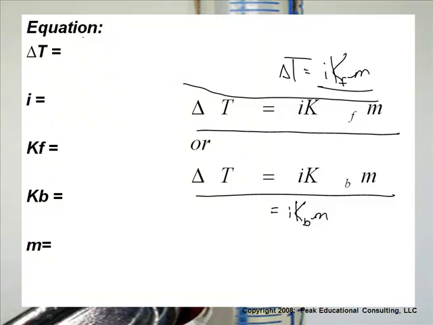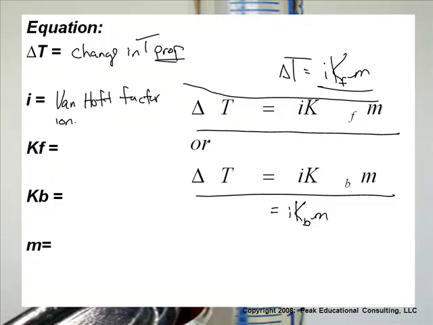So what is delta T? Delta T means the change in the temperature. In terms of the boiling point or the freezing point, it isn't the actual temperature, it's the change in the temperature. i is called, fancily, the van 't Hoff factor. I like to also think of it as just the ionization factor.